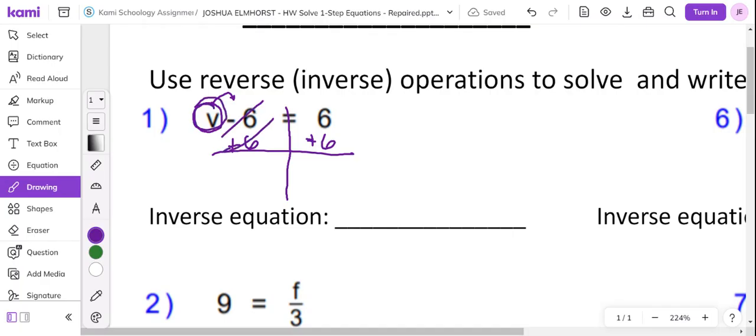We're going to start on the side where the variable is, and then start with inverses. So bring the variable down to the next step, and then solve. So what would be the inverse equation? V is equal to 6 plus 6. That's how we ended up solving it.